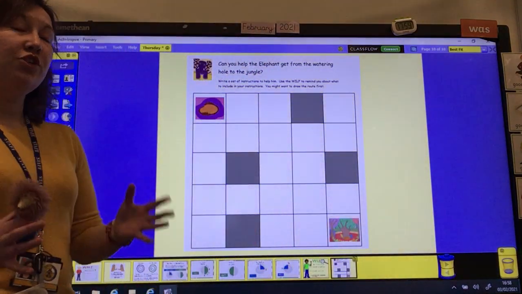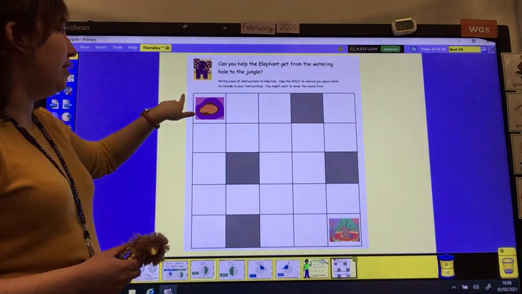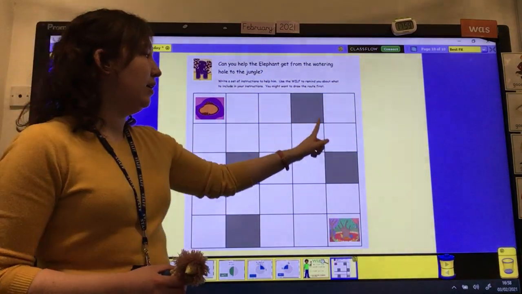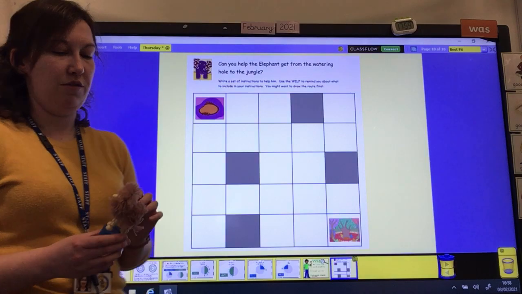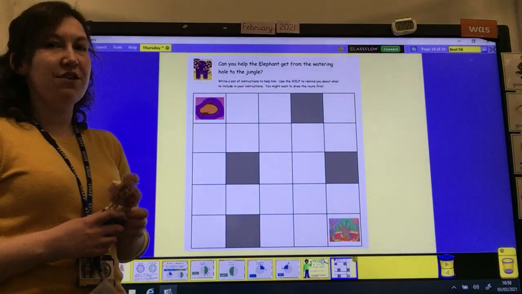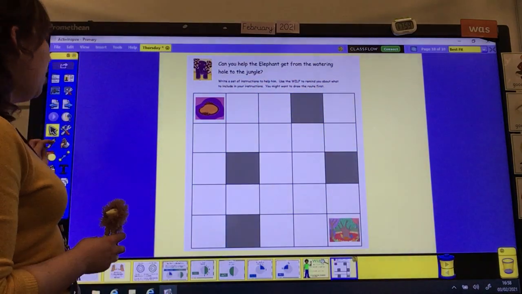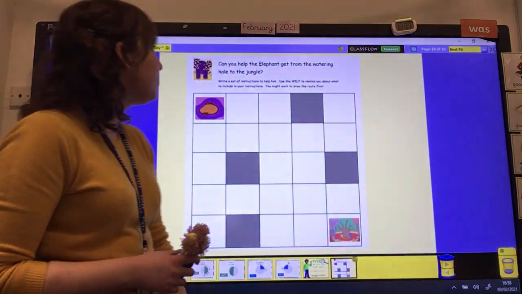Okay, so can you help Elephant get from the watering hole here back to the jungle? But unfortunately, we've got some blocks in the way. He's not allowed to go through those squares. So you need to write a set of instructions to help him. Use the wolf to remind you about what to include in your instructions. So what am I looking for in your work?